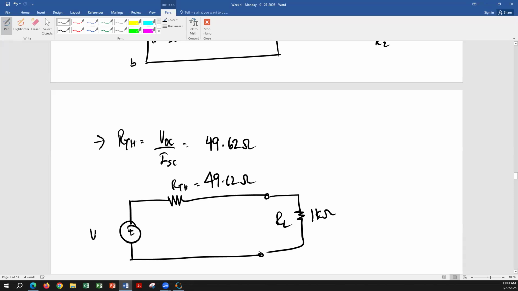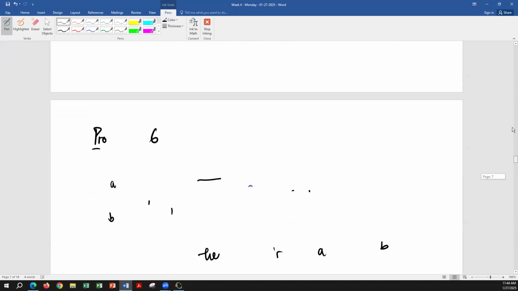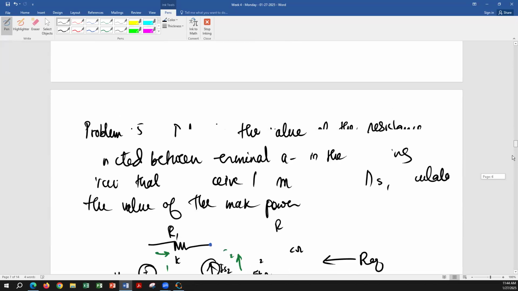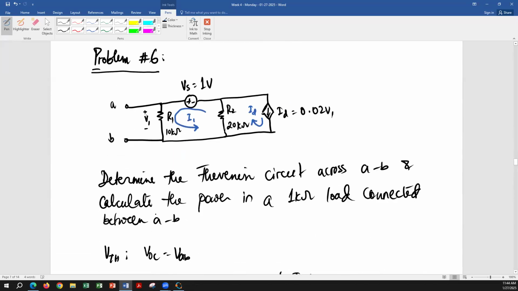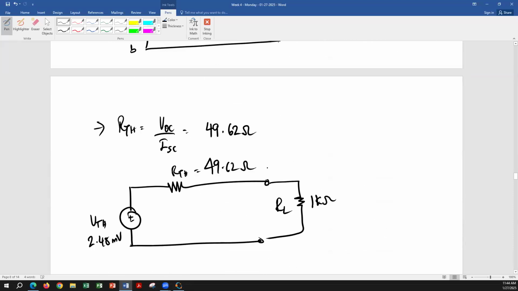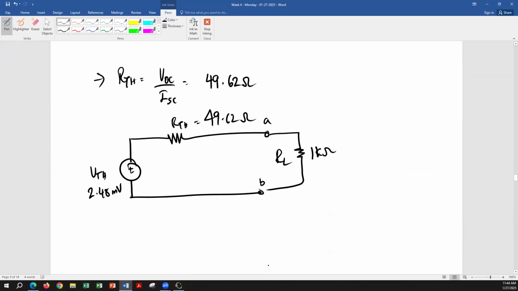Who's going to tell me what was the Thevenin value? 2.48 millivolt. Who's going to tell me how we're going to find the power dissipated in the load resistor that is connected? Because that was the question, that we have to first find the Thevenin equivalent, and then connect a 1 kilo ohm resistor to find the power. Calculate the power in 1 kilo ohm load connected between A and B. So we connected a load between A and B, 1 kilo ohm. How are we going to find the power?